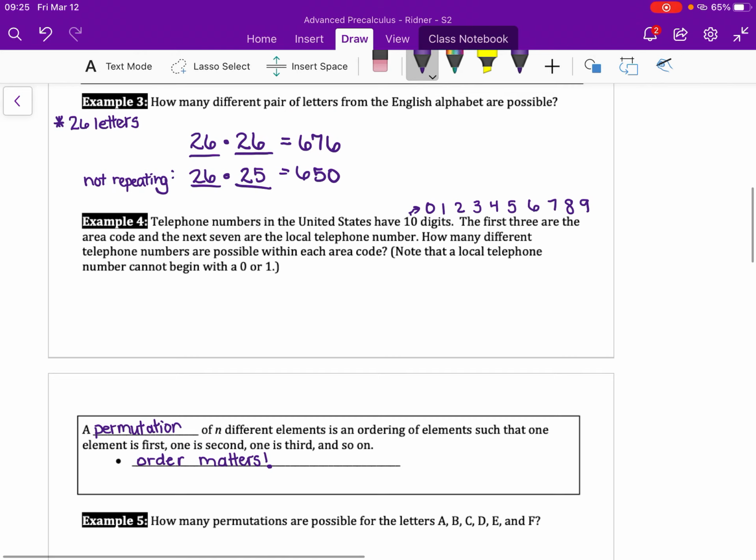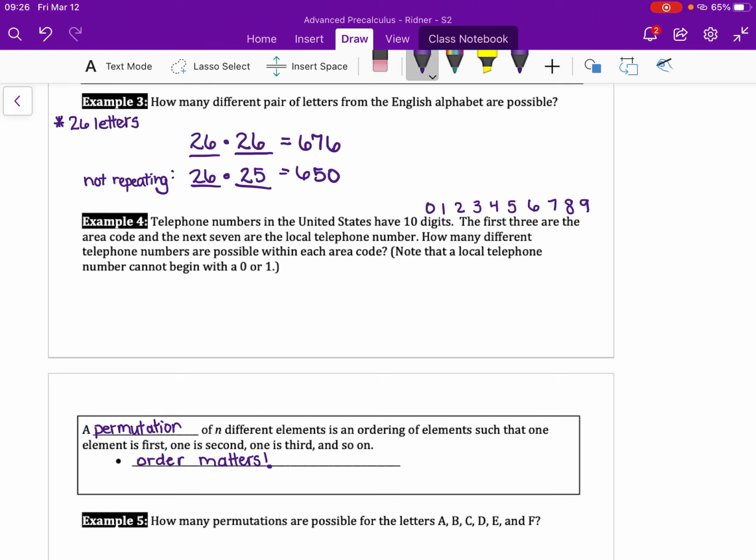Chugging right along. Telephone numbers. I find this one pretty cool. So our telephone numbers are 10 digits long, as far as, you know, the school's is 859-381-3180, I think. Anyway, the first 3 are the area code. The next 7 are local numbers. How many different telephone numbers are possible within each area code?